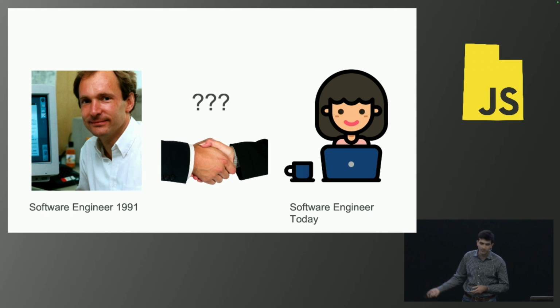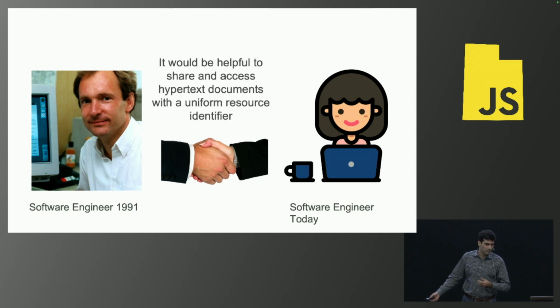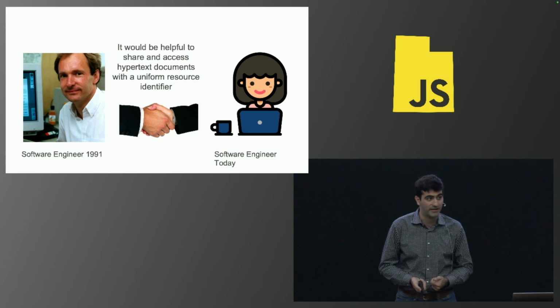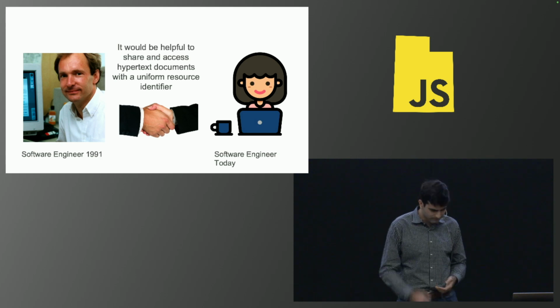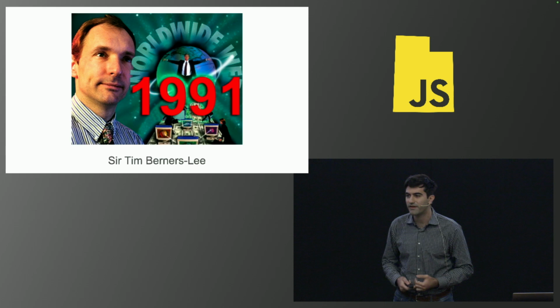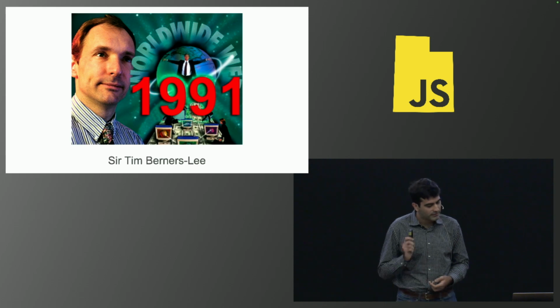And one such problem would be that it is useful to share and access hypertext documents using a uniform resource identifier. So if I give somebody a link, like I said, the name of my website at the beginning of this talk, every one of your devices, you can go to my website. So that's a useful thing that we have access to. And if you don't know who that is on the left, that is, of course, Sir Tim Berners-Lee, the inventor of the World Wide Web.